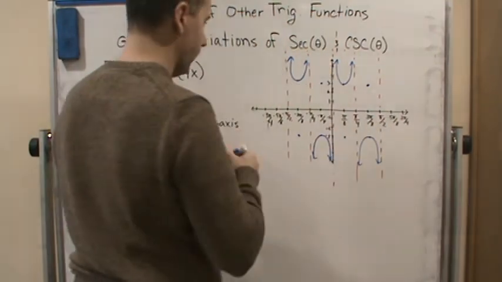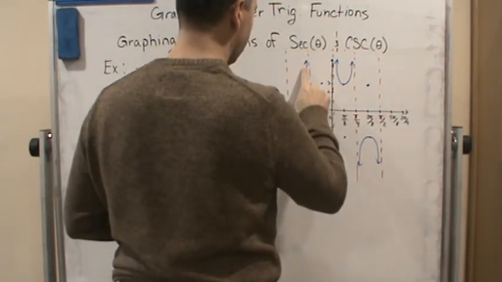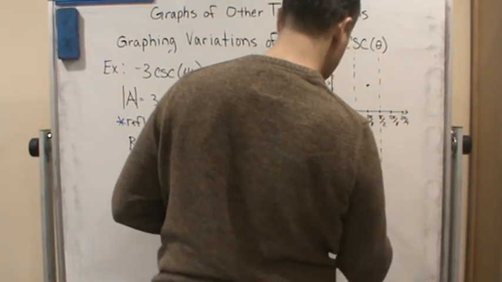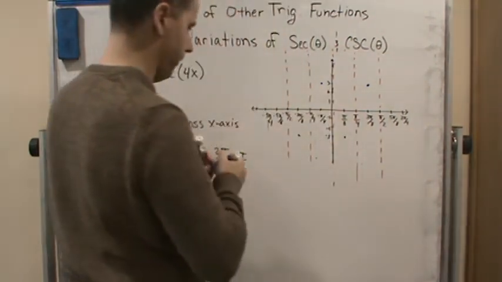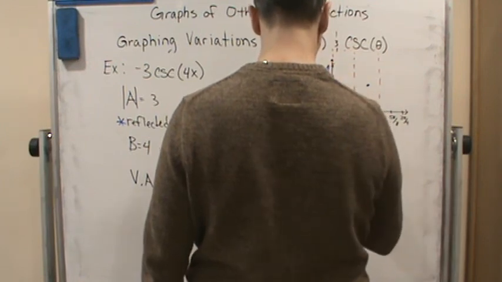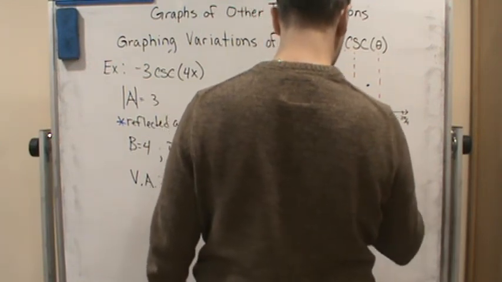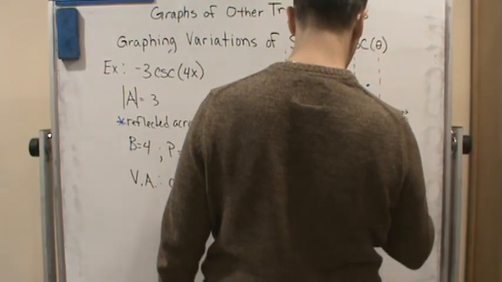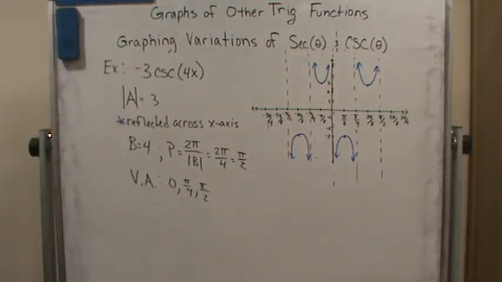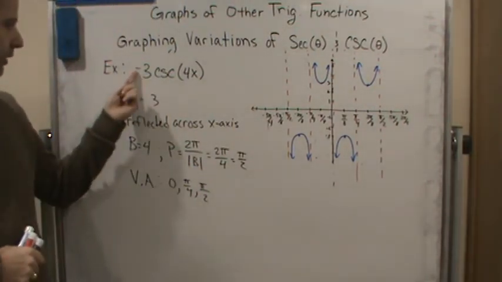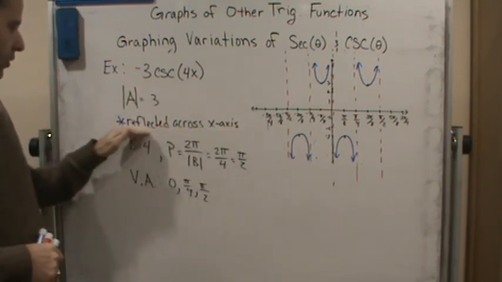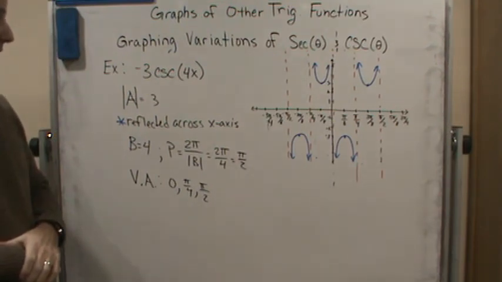Okay, so I'm going to erase these. What it should look like is this. Like that. Now that looks correct. Always make sure that you write down the information so that you can double check, and don't forget that this is reflected across the x-axis.